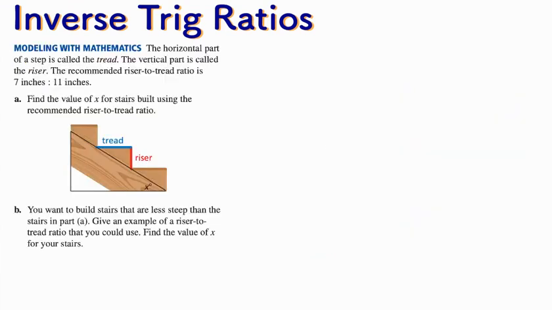And here we have an application problem, and the application problem will allow us to solve for the angle of inclination for the stairs. It says the horizontal part of a stair is called a tread. We see that's highlighted in blue. And the vertical part is called a riser, highlighted in red. The recommended riser to tread ratio is 7 inches to 11 inches. So the riser is 7, the tread is 11.